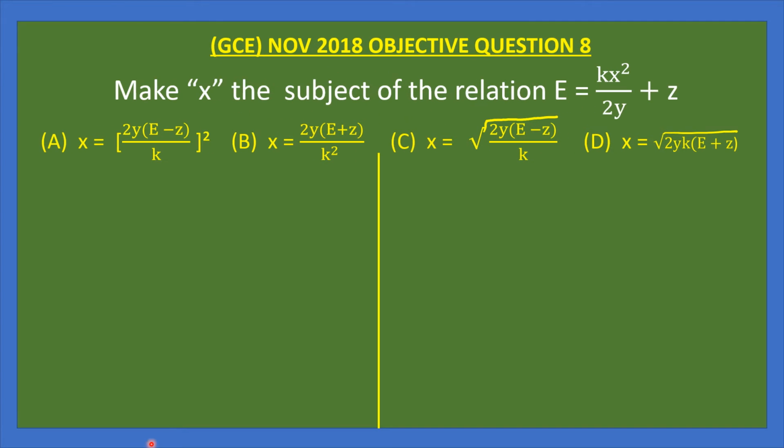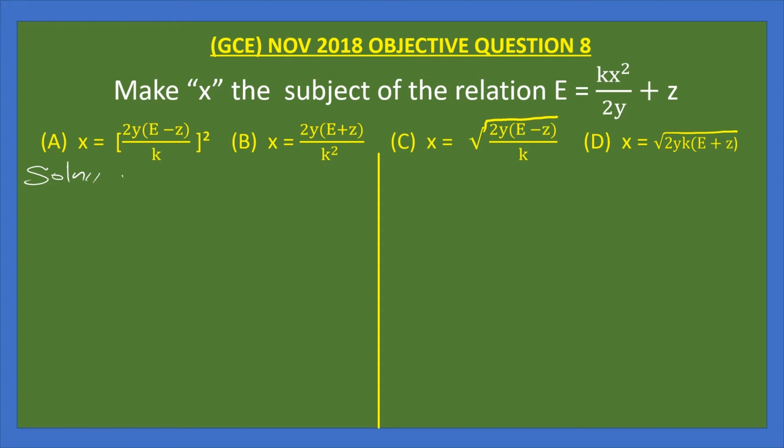Okay, so let's solve this one. They say this is GCE November 2018, objective question number 8. Make x the subject of the relation E is equal to kx squared over 2y plus z. The options are given A, B, C, and D. So let's do justice to it.